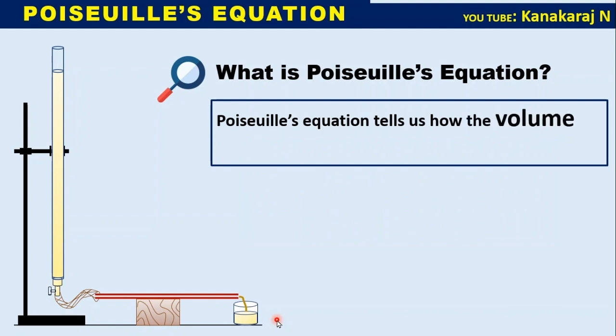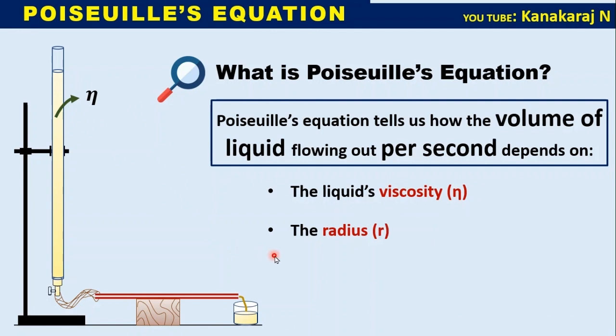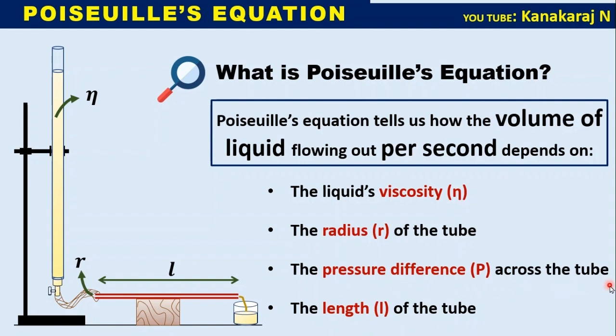Poiseuille's equation tells us how the volume of liquid flowing per second depends on several factors. First, it depends on the liquid's viscosity, eta. Second, it depends on the radius of the capillary tube, r. Third, it depends upon the length of the capillary tube, L. And fourth, it depends upon the pressure difference, P, across the tube.